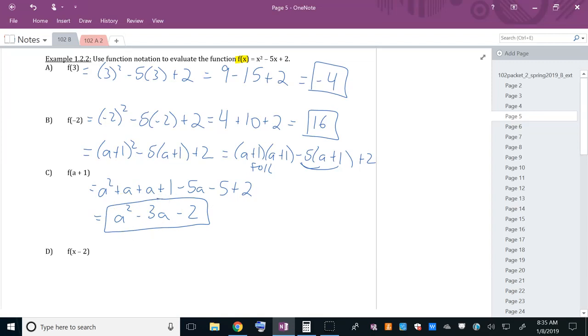When we evaluate an expression, we do expect to get an answer which is an expression. Let's do one more like that. Now I've got f of x minus 2. Yes, there is an x, but that notation means the same thing. So everywhere I see an x, I replace it with an x minus 2 in parentheses.